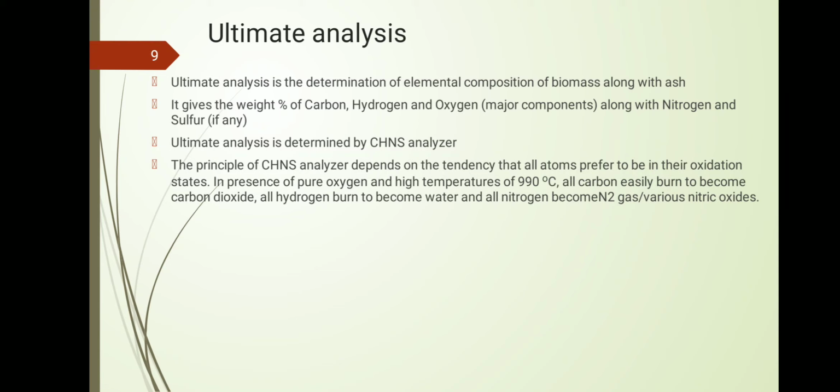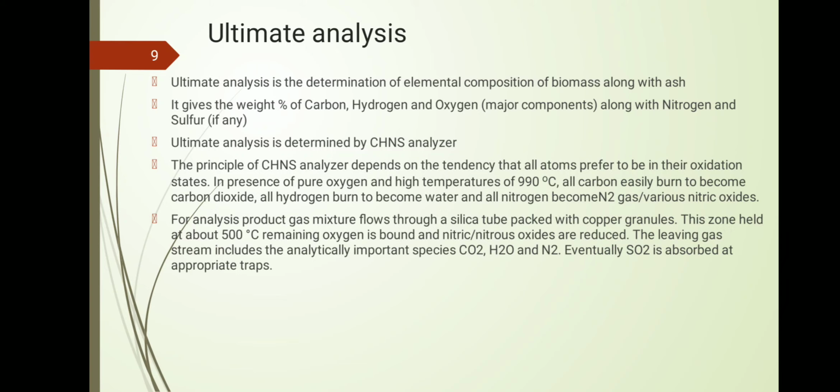So in this CHNS analyzer we will be supplying oxygen and using high temperature to convert the sample into gases: carbon dioxide, water vapor, NOx, SO2 etc. Then we will measure the percentage of these gases, and we can find the elemental composition of these elements in the biomass. So that is the step we are following. For this, the product gas mixture flows through a silica tube packed with copper granules.